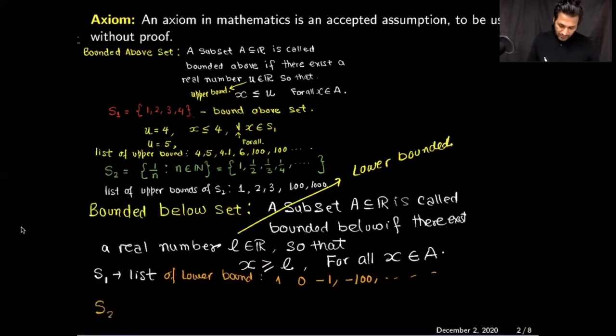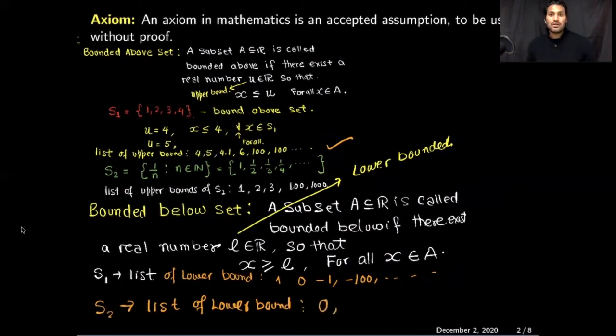So for the set S2, which I defined here, we can list all the lower bounds. As you can see, intuitively 0 is a lower bound because every element of that set is bigger than 0. And it is very interesting that this time the 0 does not belong to the set, but it is still a lower bound. And also negative 1, negative 2, and so on, negative 100. There are infinitely many lower bounds of this set.